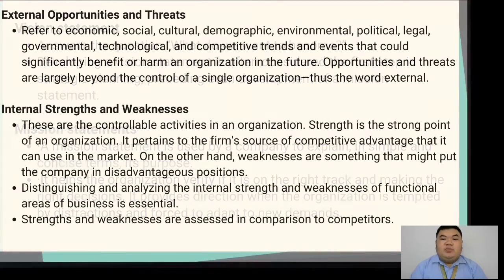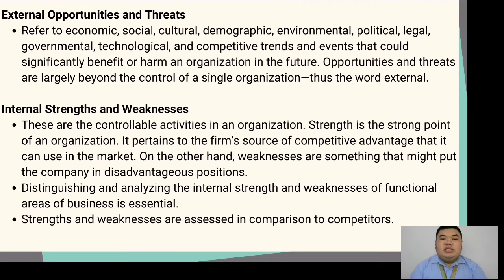Furthermore, there are the external opportunities and threats. These two are considered external because these are the things that are going on outside the company. External opportunities provide an organization with the means to improve its performance and competitive advantage in a market environment.